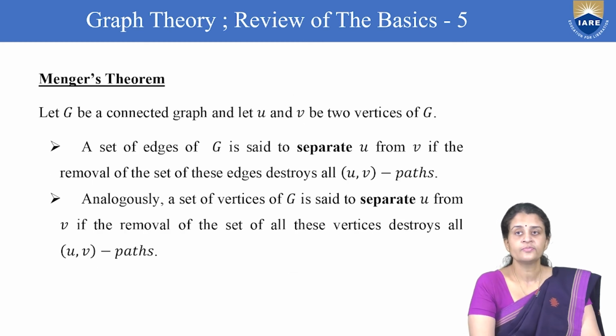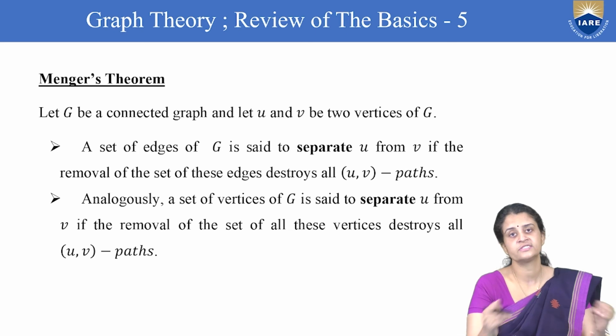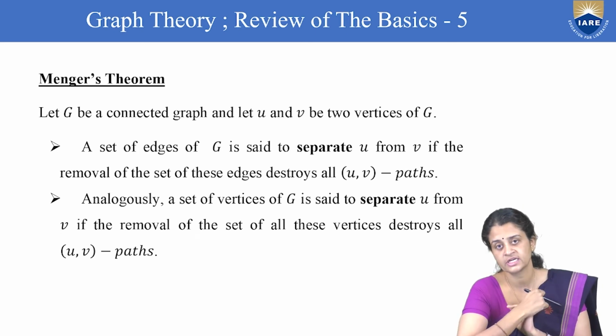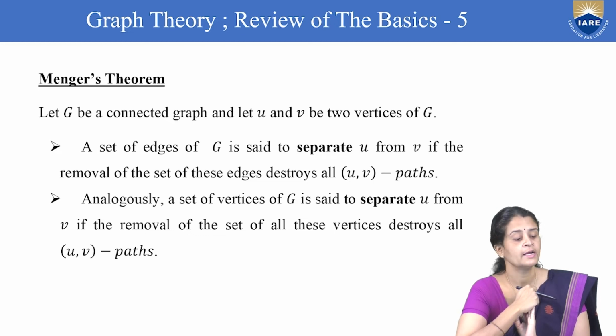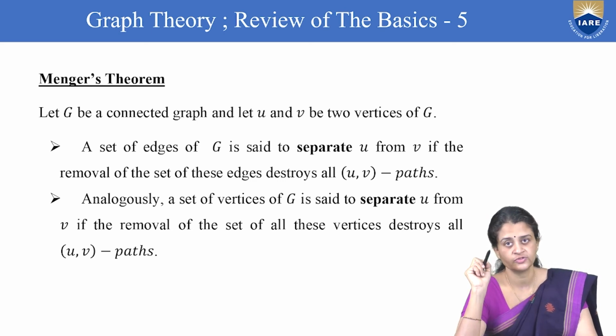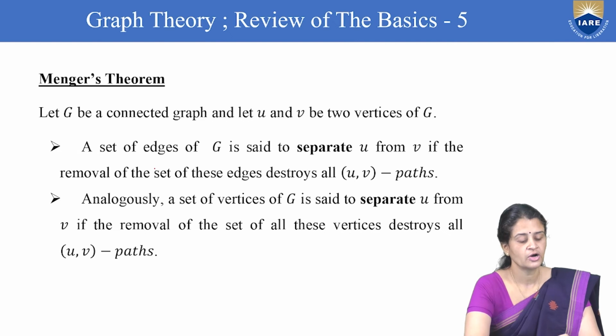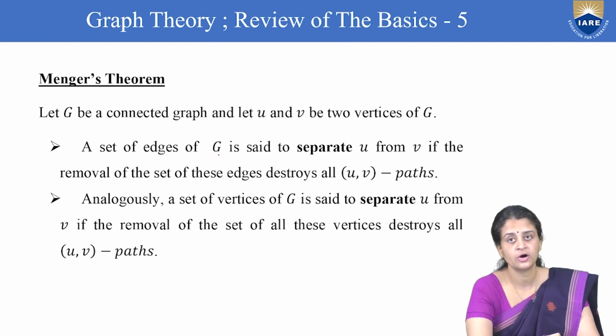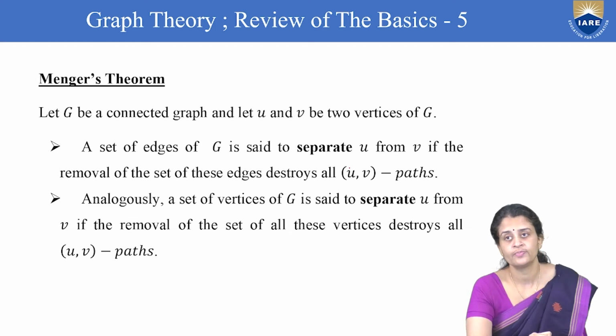We have seen what a connected graph, a disconnected graph, a disconnecting set, a cut vertex, a cut edge, vertex connectivity, and edge connectivity are. Now we will see Menger's theorem. Let G be a connected graph and U and V be two vertices of G. A set of edges of G is said to separate U from V if the removal of these edges destroys all UV paths.